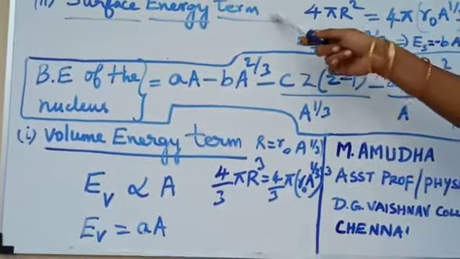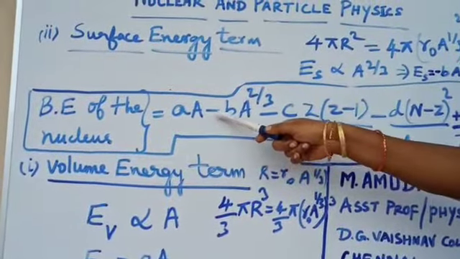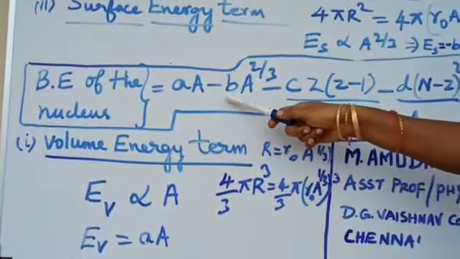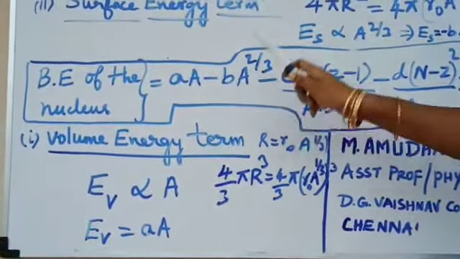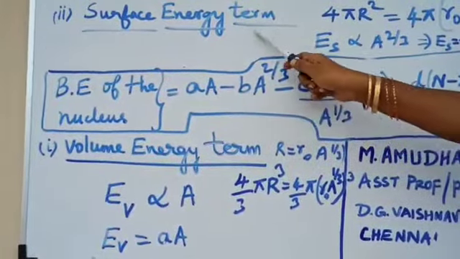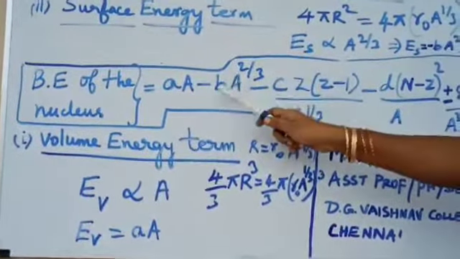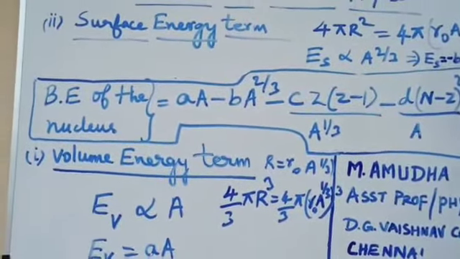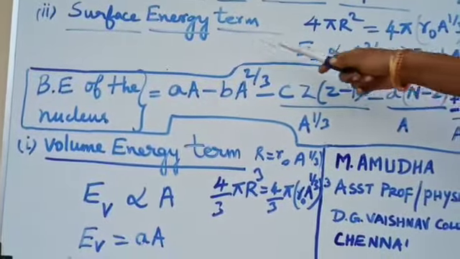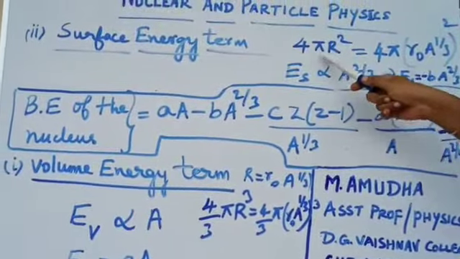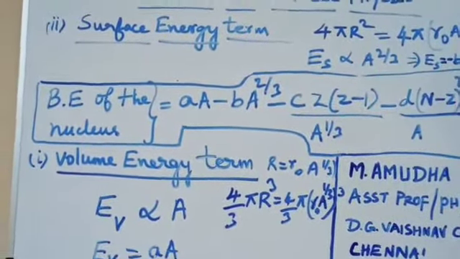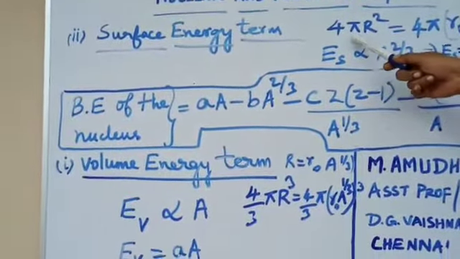But in the case of the surface energy term, you are seeing a negative sign. So this clearly indicates the surface energy term decreases the binding energy. Now we will see how this surface energy term decreases the binding energy of the nucleus. The surface energy term depends upon a surface force, a force which acts on the surface of the nucleus, which depends upon the surface area of the nucleus.